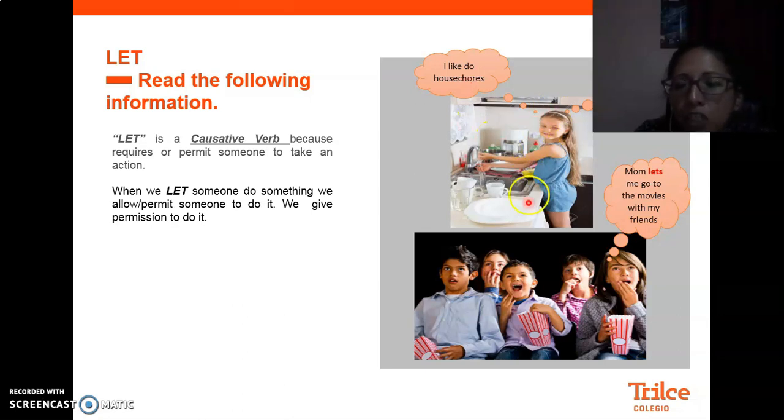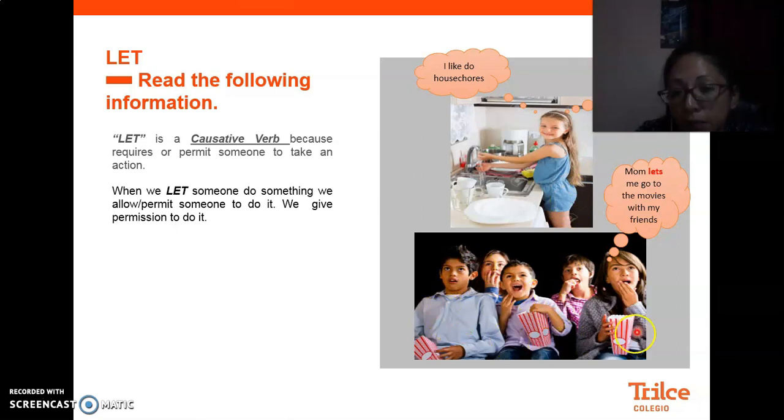Okay? But she's a young girl, very, very young. Maybe she's 5 or 6 years old. And probably her parents don't like her to do house chores at home. But since she likes doing the house chores a lot, her mom lets her do the dishes.